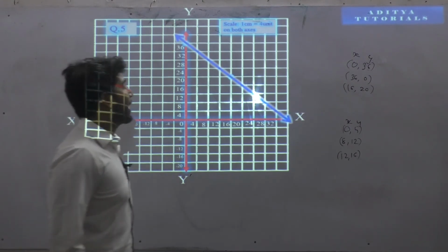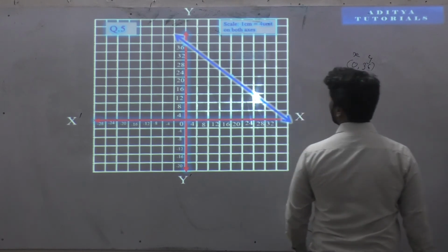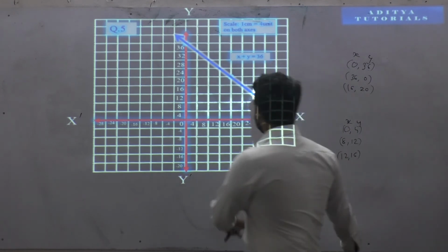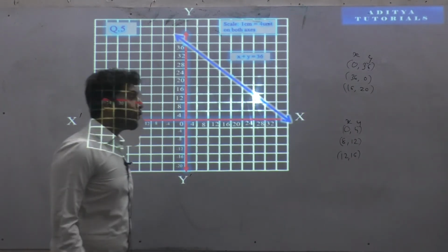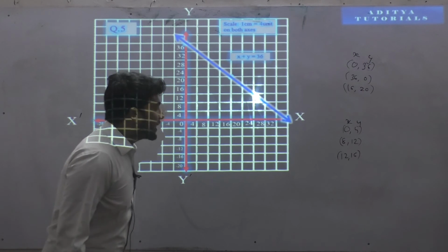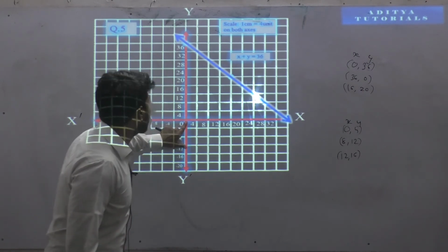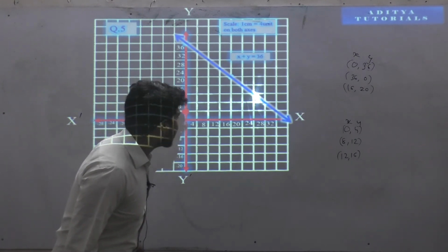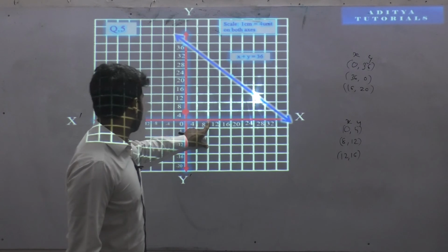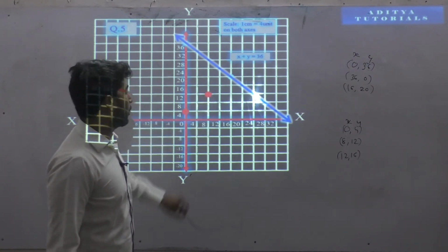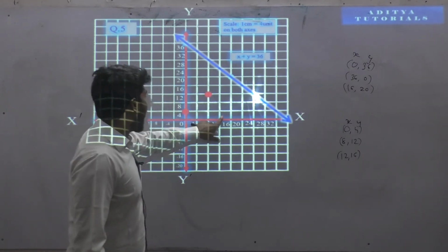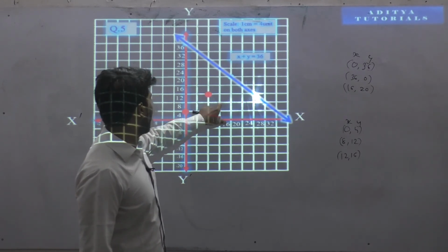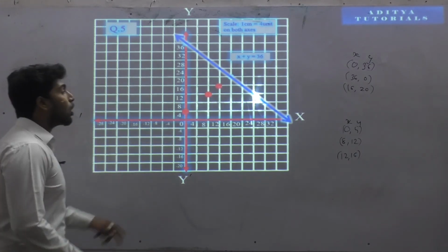Now, let's name the equation of this line. It's x plus y is equal to 36. Now, let's plot the coordinates of equation number 2, that is, y is equal to x plus 4. It's 0 on the x-axis and 4 on the y-axis, somewhere over here. It's 8 on the x-axis and 12 on the y-axis, somewhere over here. It's 12 on the x-axis and 16 on the y-axis. Again, we'll draw a straight line.